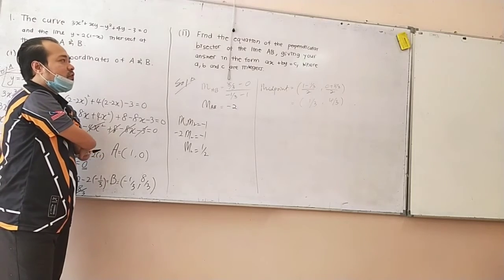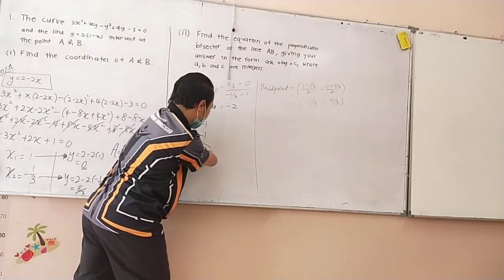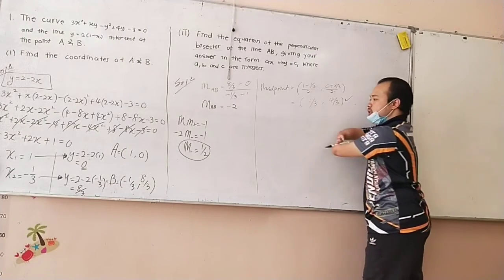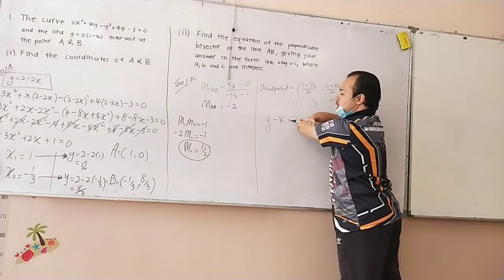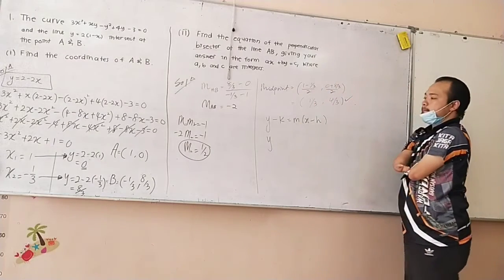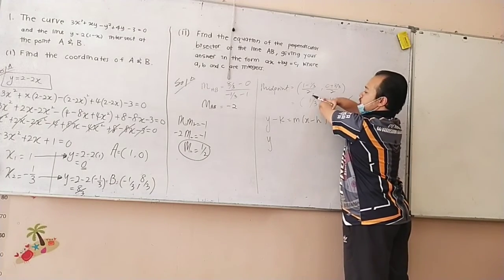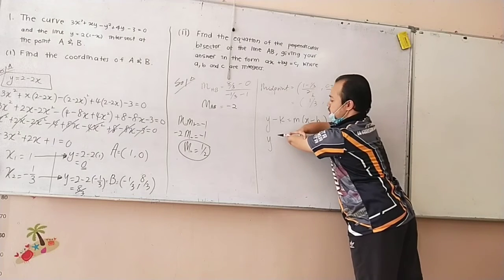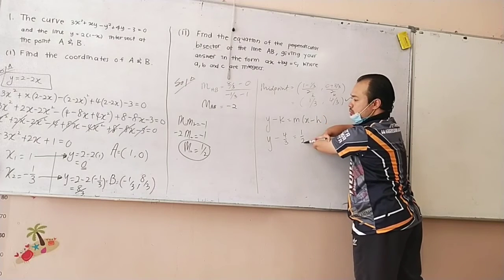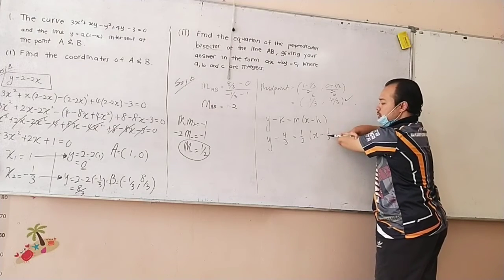Okay, now you can find the equation of the perpendicular bisector. Remember, use the gradient half and also use the midpoint. Okay, so the formula is y minus k equal to m times x minus h. So which one is h and k? The midpoint. Yeah. Okay, the midpoint. So this is our h, this is our k. So k is 4 over 3, m is 1 over 2, okay. Then h is 1 over 3.